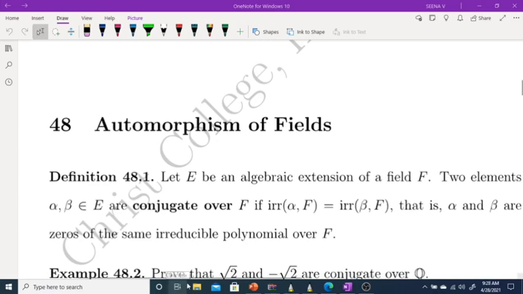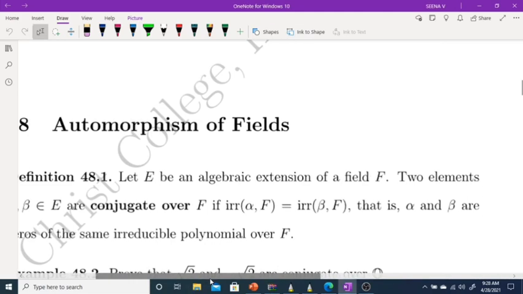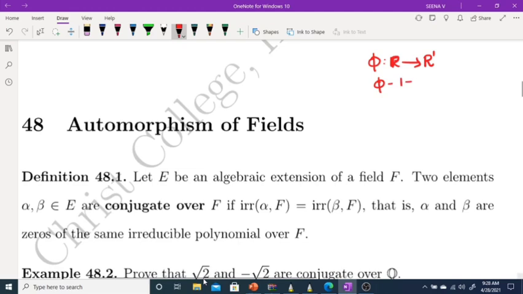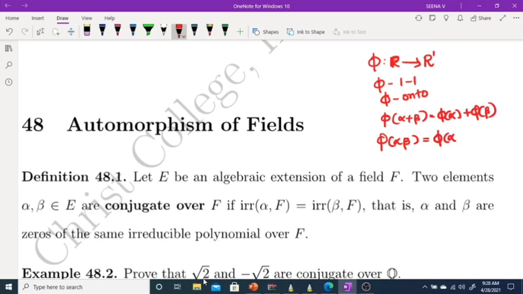Automorphism is... what is an isomorphism? An isomorphism in groups, or in rings? Suppose phi is a map from ring R to R dash. Then phi is called an isomorphism if phi satisfies the following properties. Phi is 1 to 1, phi is onto, and also satisfies phi of alpha plus beta equal to phi of alpha plus phi of beta, and phi of alpha beta is equal to phi of alpha into phi of beta.